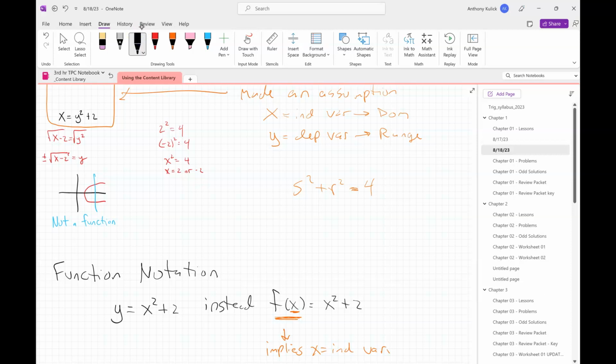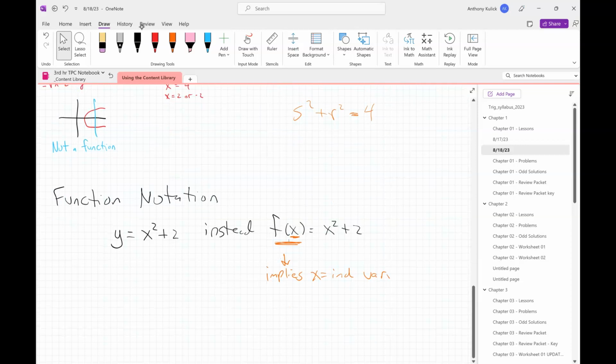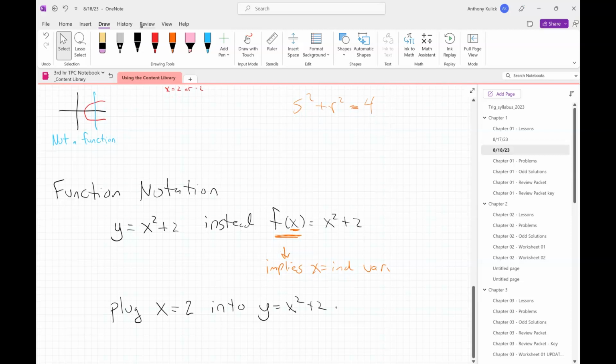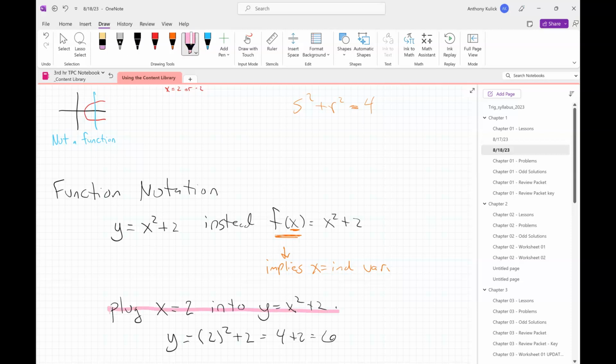Now, another thing that function notation allows, yes, sir. Of course. Another thing that function notation allows us to do, and saves us a little bit of time. What if we wanted to say plug x equals 2 into y equals x squared plus 2? Well, that would tell us to do something like this, right? So we just replace the x with a 2 in our equation and then simplify things down. Everybody's okay with that? But look at how many words it took to do that direction.